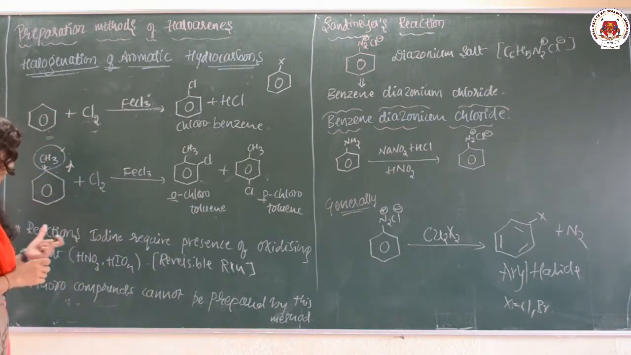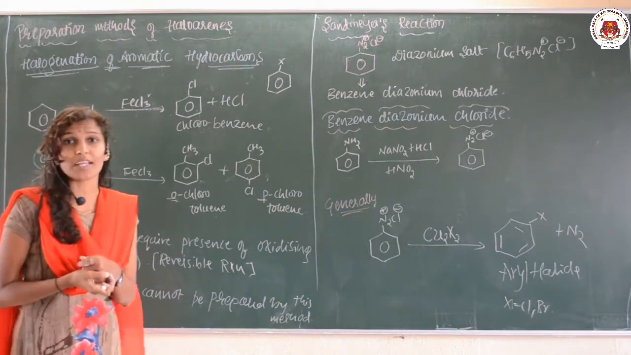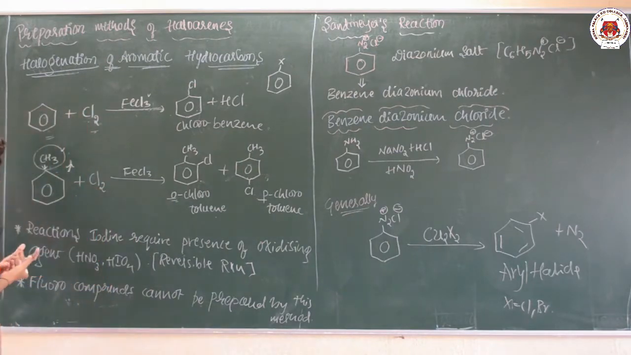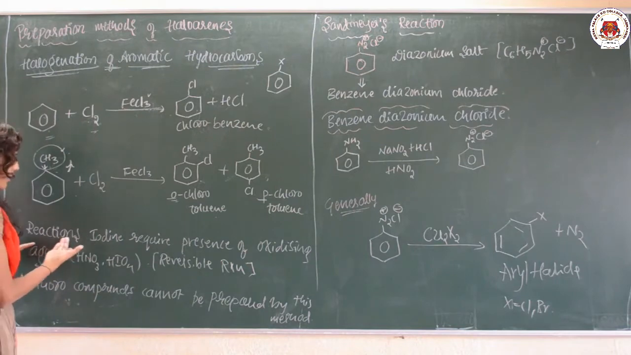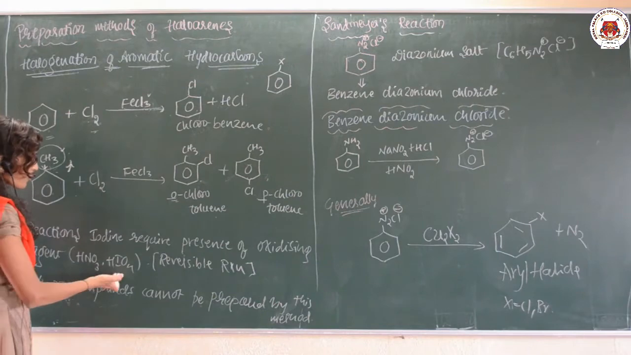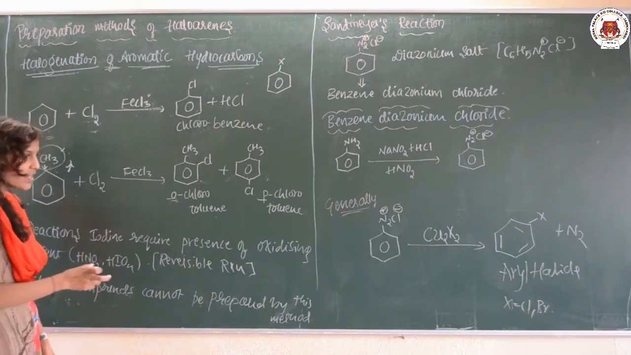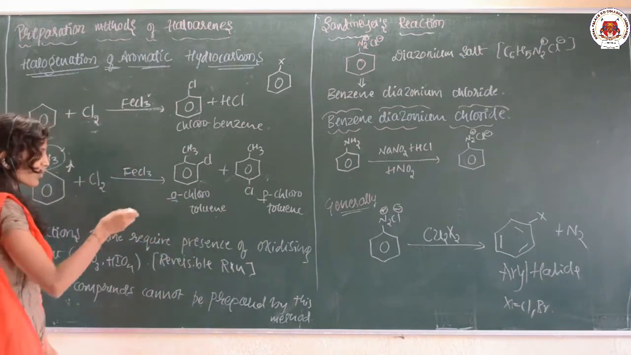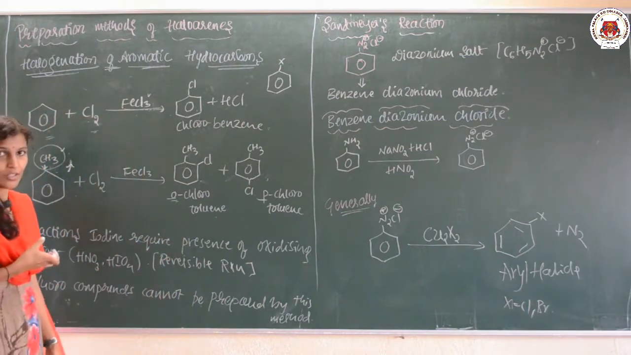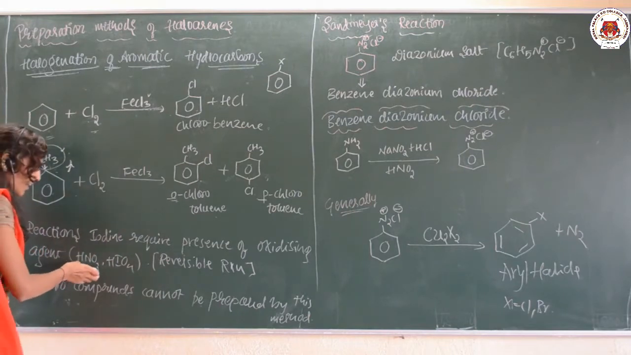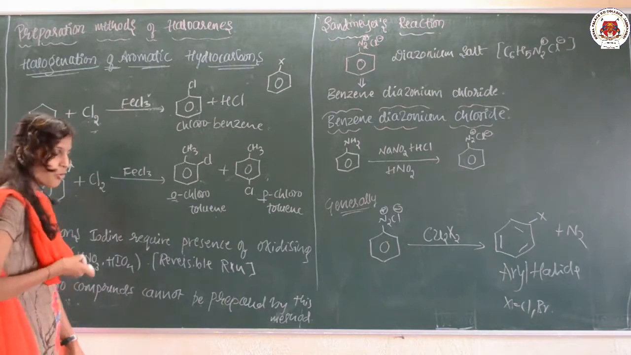Suppose I want to carry out the reaction with iodine. See here, when we are involving iodine in the reaction, those reactions are reversible. So in order to prevent that, the reactions of iodine require the presence of an oxidizing agent like HNO3 and HIO4. Because the iodine reactions are reversible in nature, in order to oxidize the HI, we are using oxidizing agents like HNO3 and HIO4 in case of the iodine reactions.